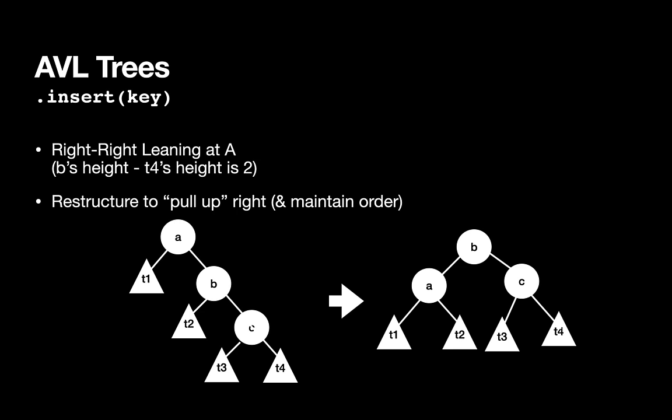Okay, so again, let's double check our thoughts here. T1 is still to the left of A. We didn't change its position relative to anything else. Trees 3 and 4 were connected directly to C. Those are unchanged. The one that's been juggled around a little bit is tree 2. It's to the right of A, so it comes after A, but it's to the left of B, so it comes before B. So we've maintained the relative order of everything in these subtrees.